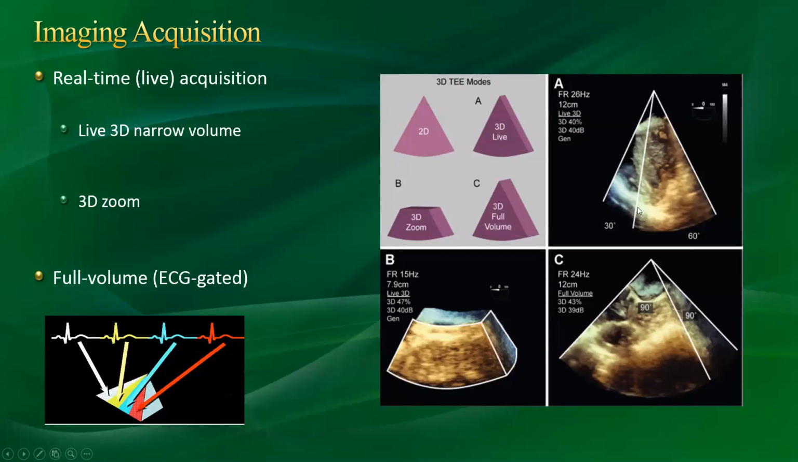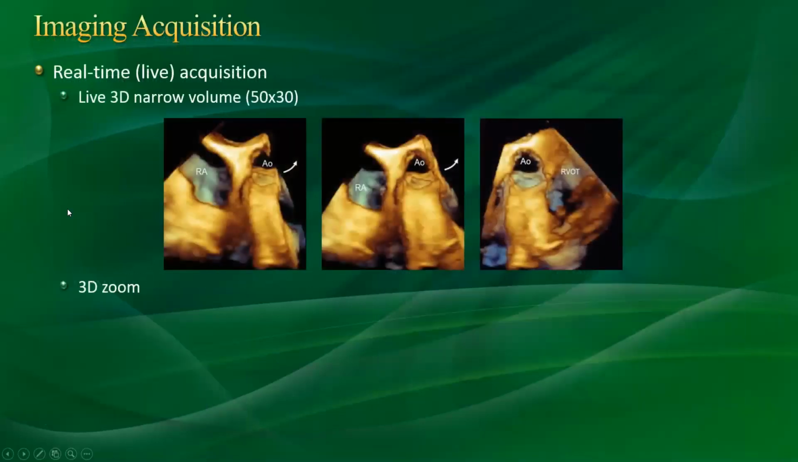This is the live 3D here, like a narrow angle, 30 by 60. And this is the 3D zoom. Now, for example, when you take a live 3D, which is very helpful for procedural guidance, you can change your lateral elevation width going from medial. You can see here the right atrium, tricuspid valve, aortic valve.